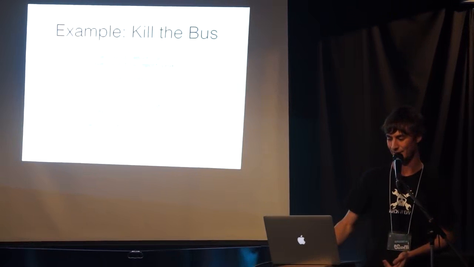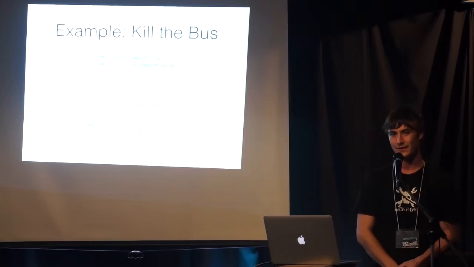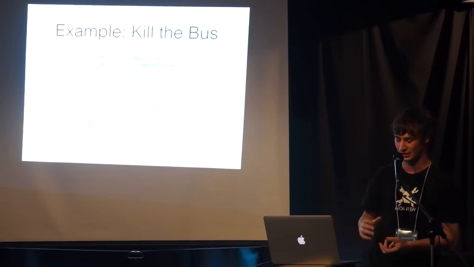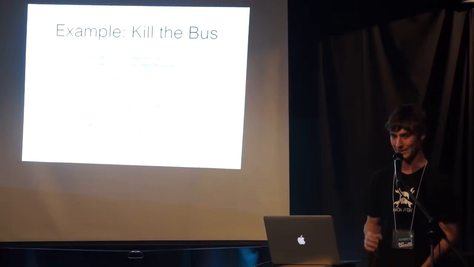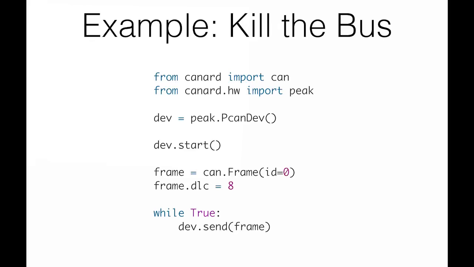So how do we do all those things? Well, we write some code. I figured I'd demonstrate what you can do with this library, just some really simple examples. The first is that whole let's kill the CAN bus idea by sending this message with ID 0. So this will work in real life. You import the library and also a driver for this device here called Peak, because that's who actually makes it. You start that up to get on the bus, dev.start. We're going to make a frame with ID 0, set the data length code to 8. We want to be super spammy, so we just put 8 bytes of zeros in there, because why not? And while true, send that frame.